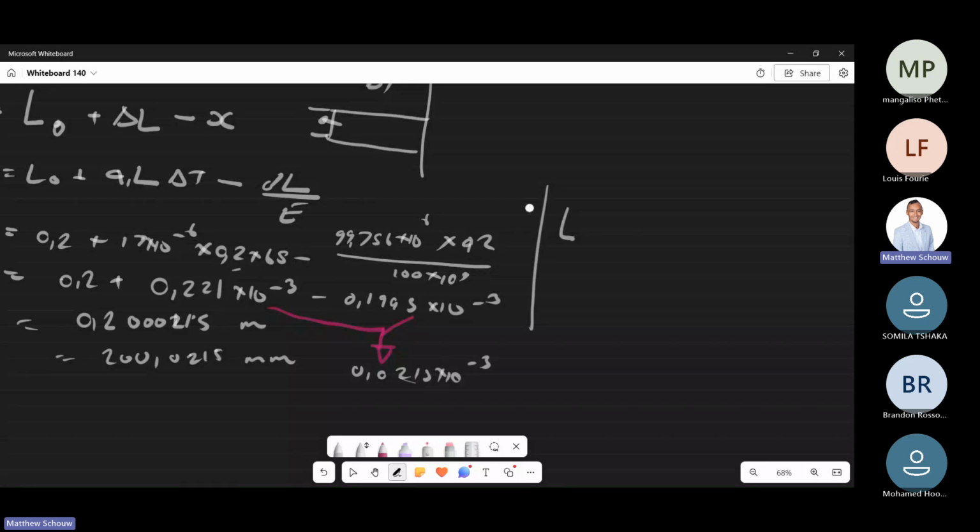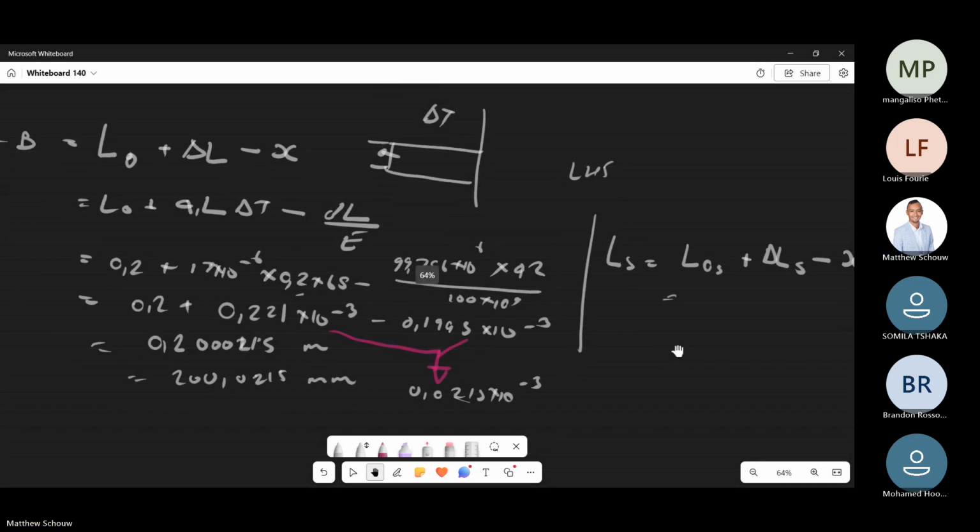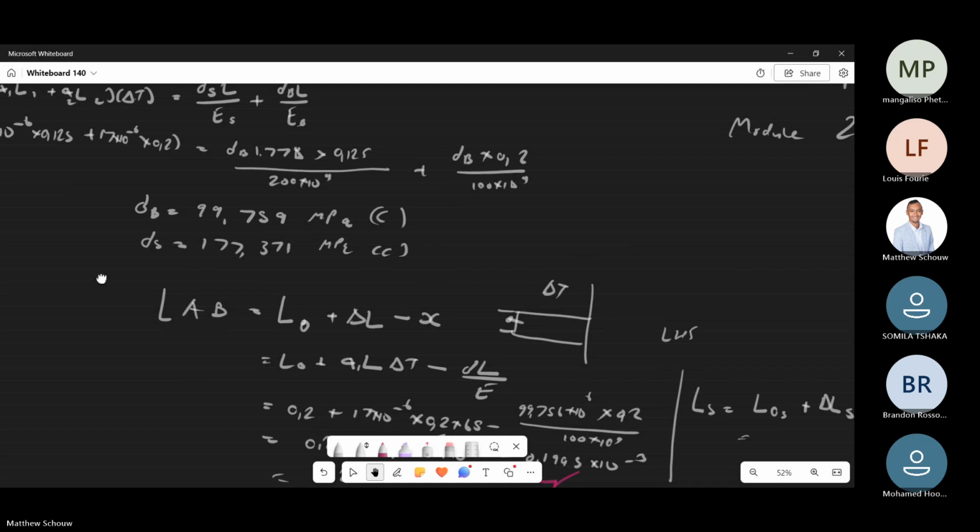So if you do from the right-hand side, from the left-hand side, you can obviously use now the steel. So you take the original length of the steel plus each change in length due to the temperature, of the steel, minus now the mechanical part of the steel. But then you're gonna find that obviously this length is smaller, but this part is the same. I don't know if I'm making sense, because I must experience the same change in length somehow. They should extend roughly the same. Bit of a mouthful.